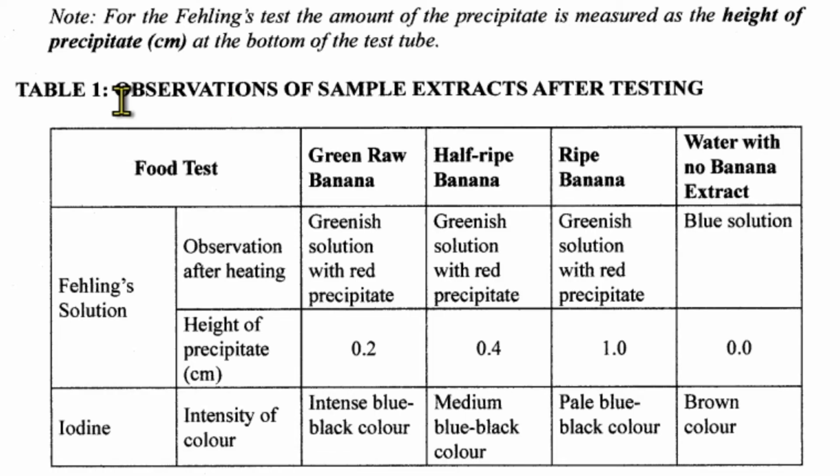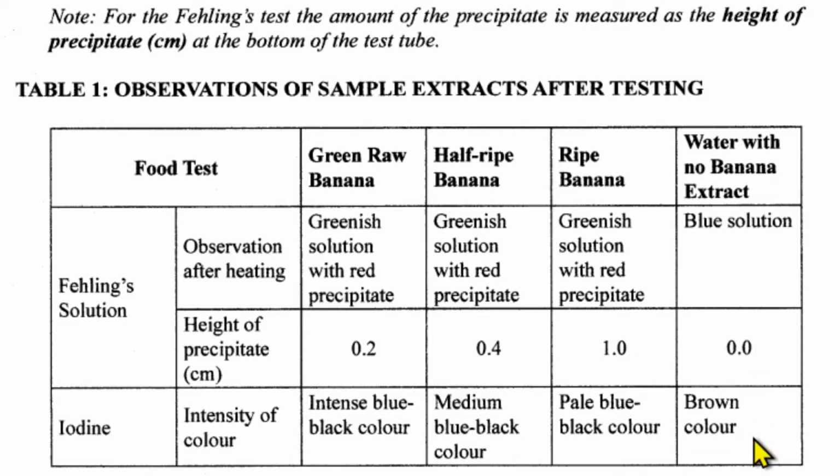So let's look at the findings below. Here we have the food tests, and we have Benedict's solution, and this tests for the presence and intensity of reducing sugar. Iodine tests for the presence of starch. These 2 food tests have been tested on 4 samples: green raw banana, half ripe banana, ripe banana, and water with no banana extract. Of course, this is the control. So Benedict's solution, which is naturally blue, would remain blue because there's nothing for it to react with in the control, and there's no precipitate being formed. The precipitate actually gives the idea of how much reducing sugar there is, and in water there's none.